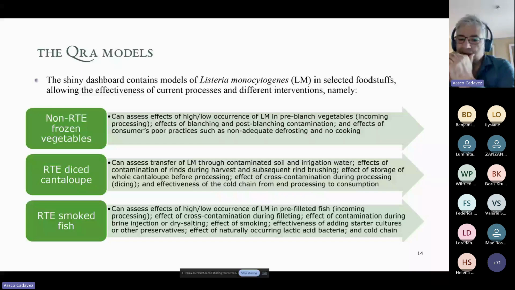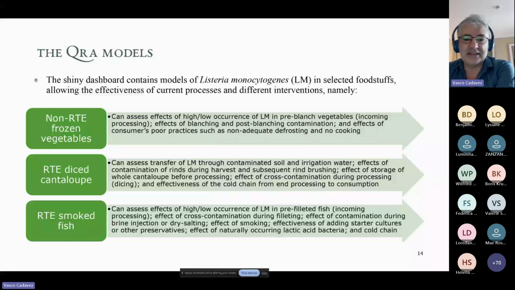So for this ready to eat, the cantaloupe can be diced and stored. So if you dice, you can contaminate, and then the Listeria can grow. And of course, you can also assess the effectiveness of the cold chain from end processing to consumption.